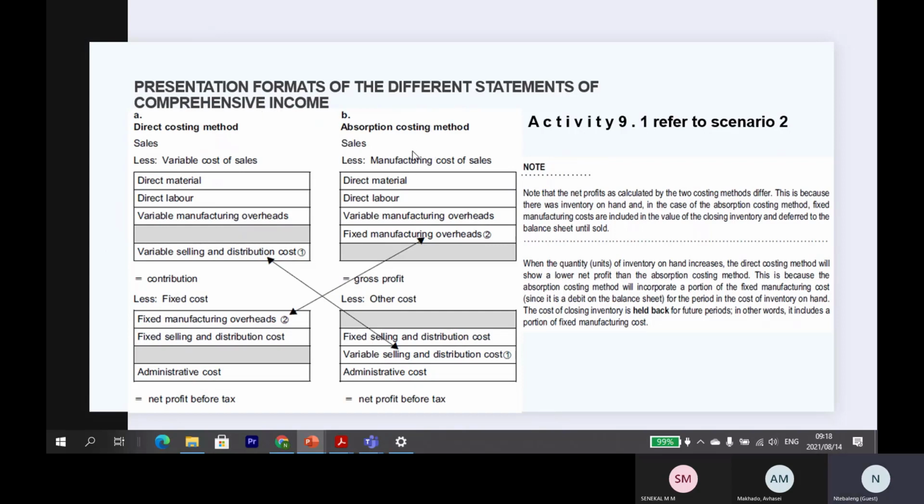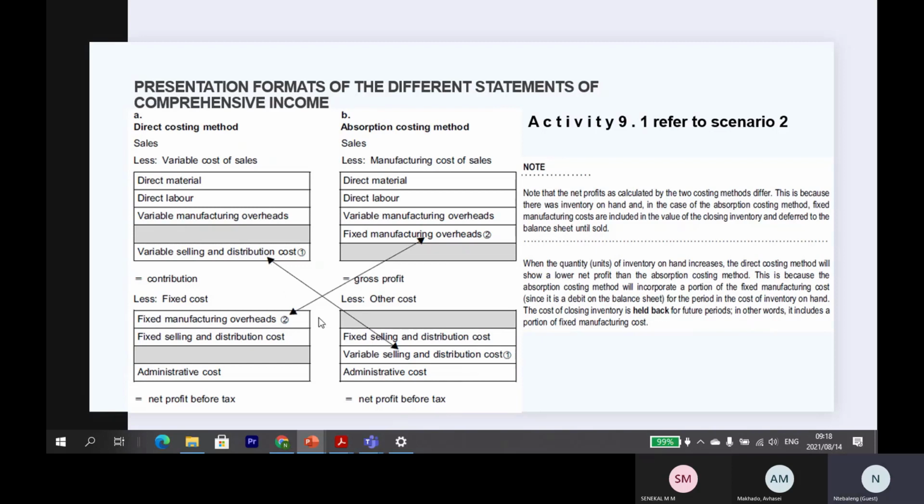Then your absorption costing method is your sales less your manufacturing cost of sales. This is your direct material, direct labor, variable manufacturing overheads. However, you now include your fixed manufacturing overhead. Then you get your gross profit. Thereafter, you say less other costs. These are your period costs: your fixed selling and distribution cost, your variable selling and distribution cost, and your admin cost, and you get your net profit.